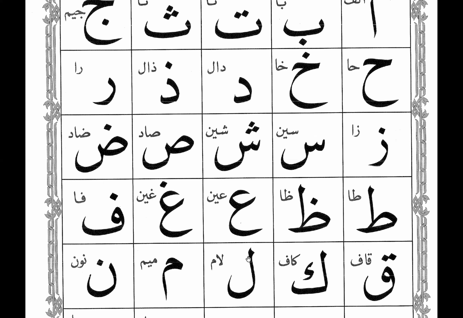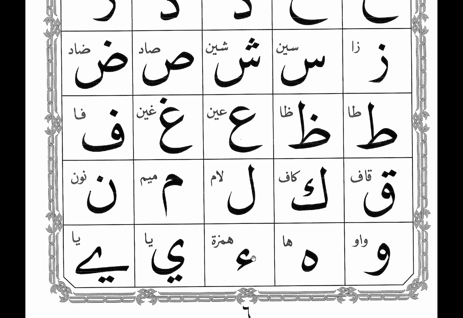Then we have hamza. Hamza is a letter that is similar to alif. There is a difference between the way alif and hamza are pronounced, but they are very similar. And then we have ya. This is ya, like Y in English. And this is also ya, a different way of writing ya.